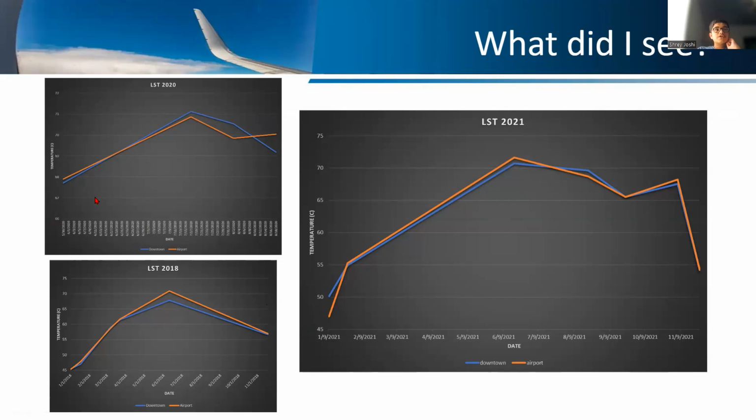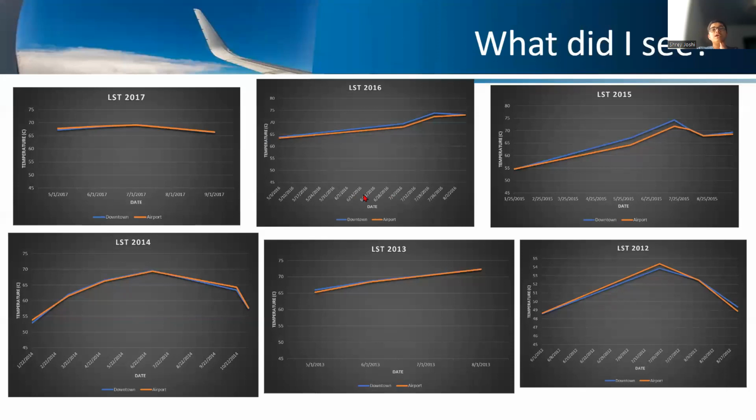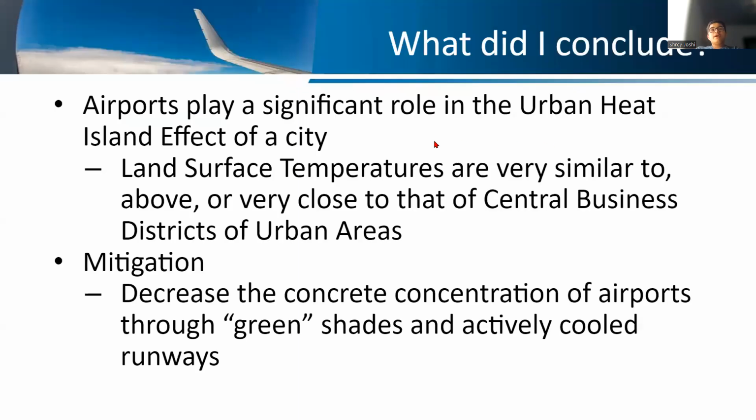You can also see seasonal fluctuations. With 2020, there was the COVID-19 pandemic, which obviously resulted in a drop in temperature due to the decrease in air traffic. The same trend is mirrored in 2017, 2014, 2013, and 2012, with 2016 and 2015 being two years in which the temperature of the downtown was typically higher than the temperature of the airport, but only by less than 5 degrees. With this data, I can conclude that airports play a significant role in the urban heat island effect of the city because of the proximity of land surface temperatures between airport and downtown.